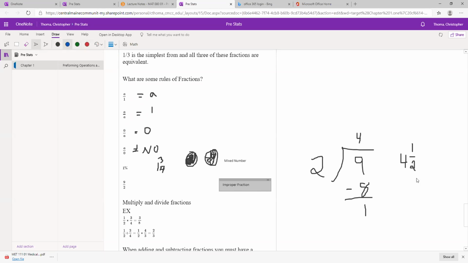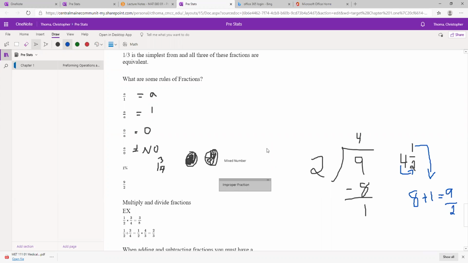If I want to go to improper, I take the whole number and multiply it by the denominator. So 4 times 2 is 8. Then I add the numerator, which is 1, and the denominator doesn't change. And now I'm back to my improper fraction. That's how you go between a mixed and an improper fraction, by following those two rules if you need to convert anything. Any questions on what fractions are?